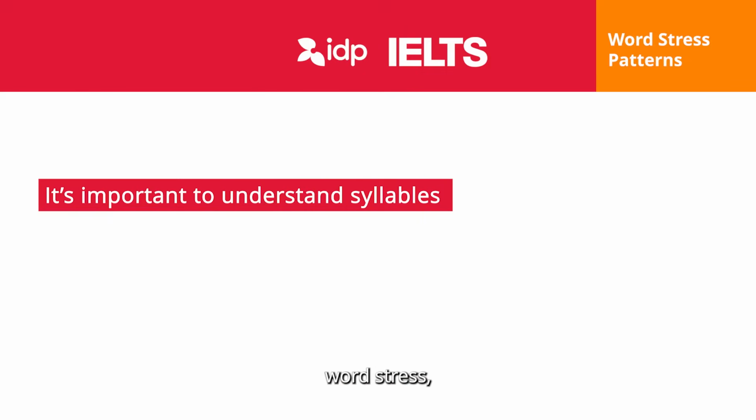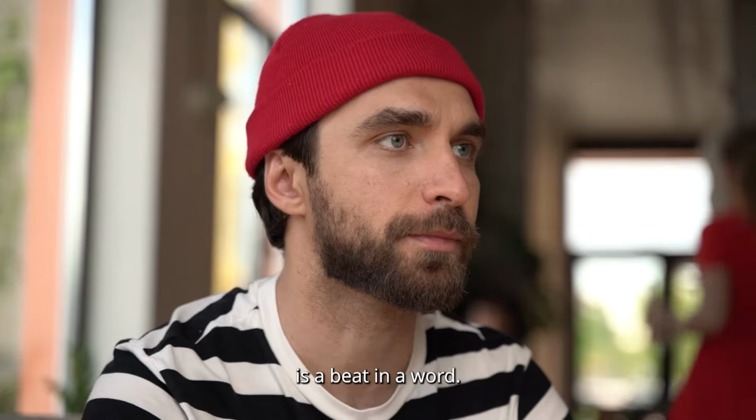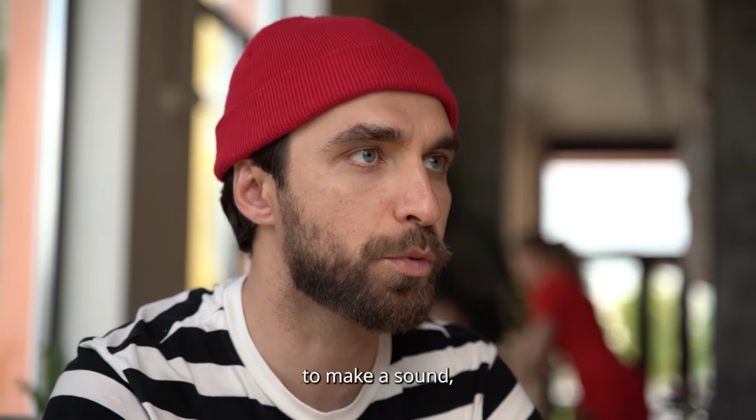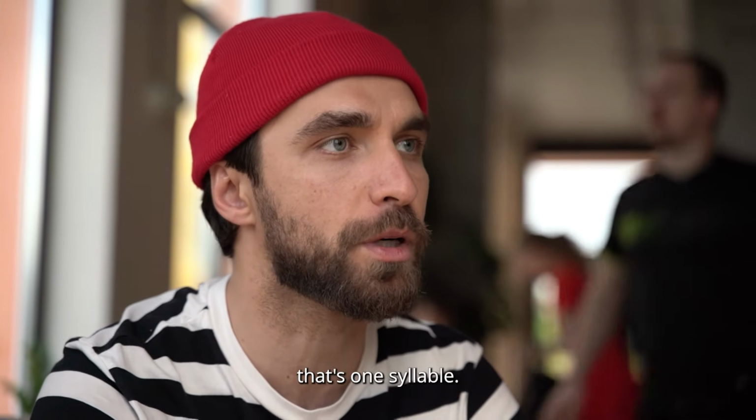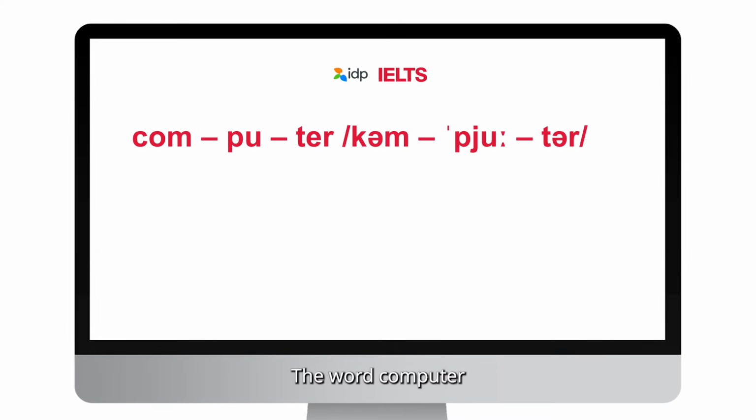To understand word stress, it's important to understand syllables. A syllable is a beat in a word. Every time you open your mouth to make a sound, that's one syllable. Every syllable has a vowel sound. Try this. Say the word computer. Computer. The word computer has 3 syllables.